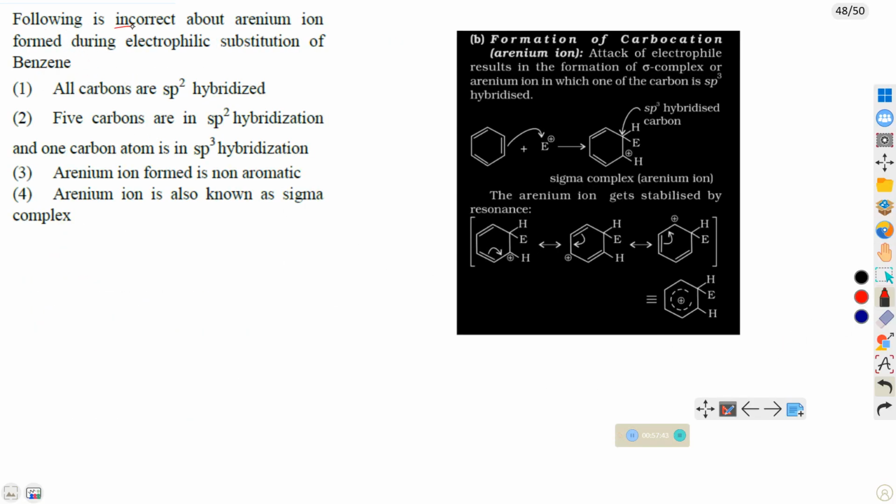Which is the incorrect statement about uranium ion? Uranium ion contains one sp3 hybridized carbon, but here it is given that all carbons are sp2, that is wrong.